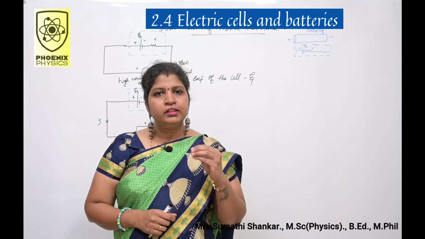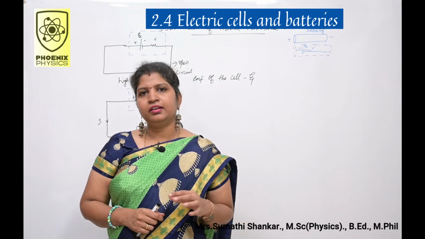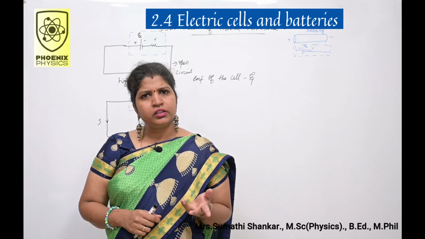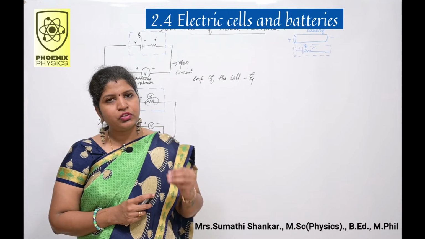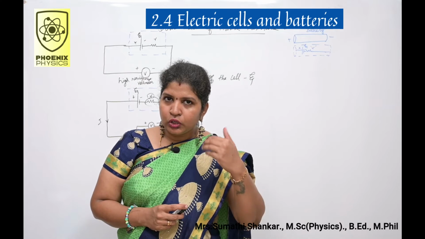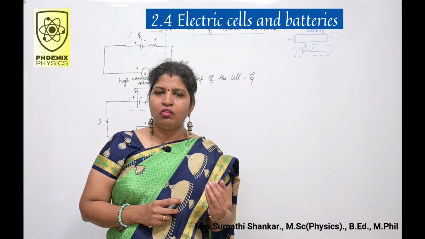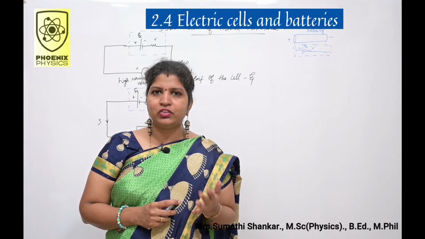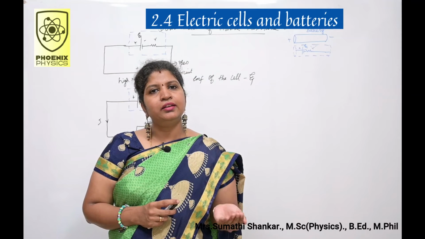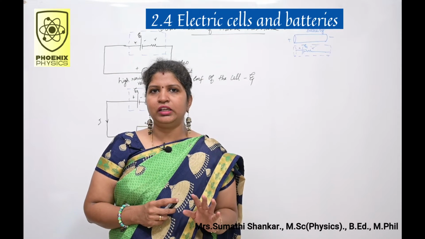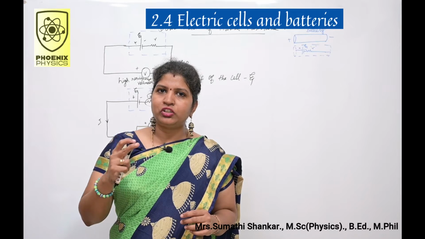Next one is determination of internal resistance. What is internal resistance? It refers to the opposition to the flow of current offered by cells or batteries themselves, resulting in the generation of heat. It is measured in ohms.